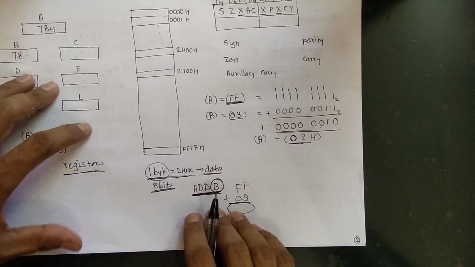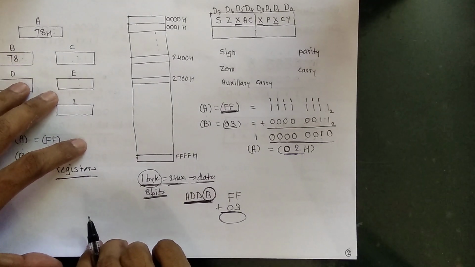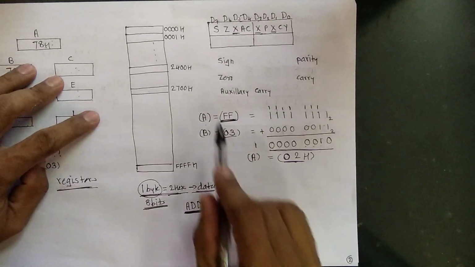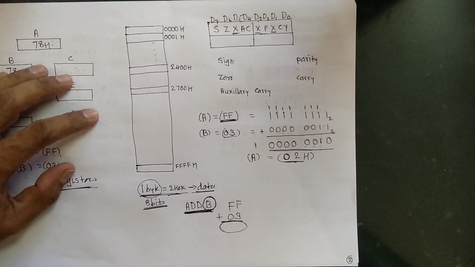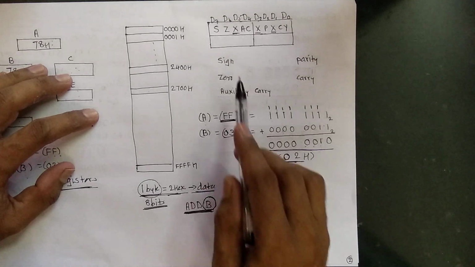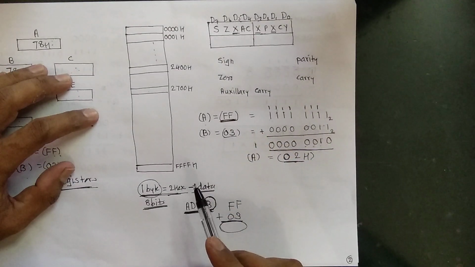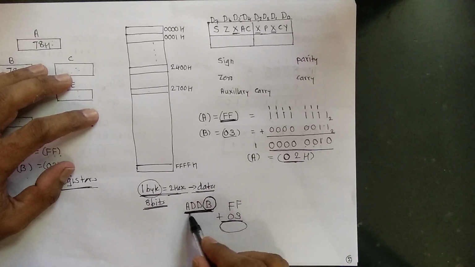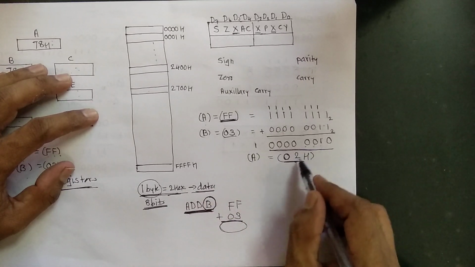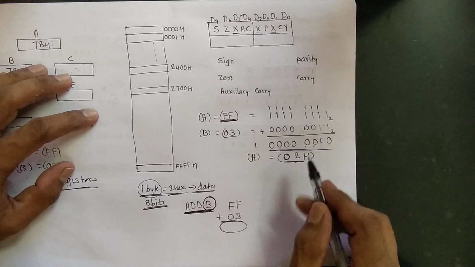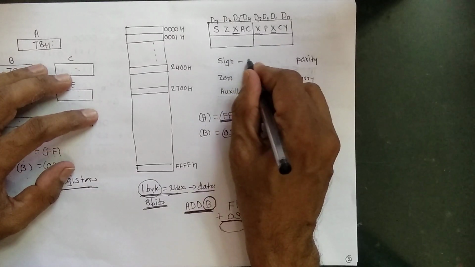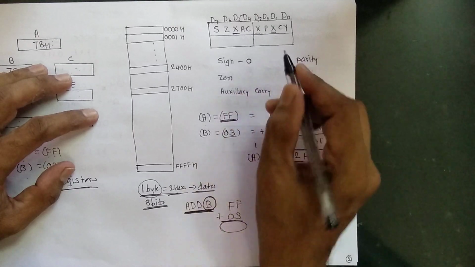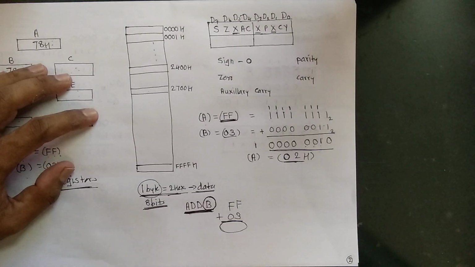Now, let us go for the flags. First is the sign flag. After execution of the instruction, if the answer is negative, then the sign flag will be set. What is a flag? A single bit status register. After execution of the ADD B instruction, this is the answer. This answer does not have a negative value, so the sign flag becomes 0. If the answer is negative, then the sign flag becomes 1, and if the answer is positive, the sign flag becomes 0.